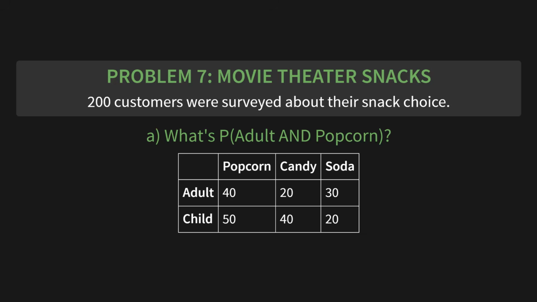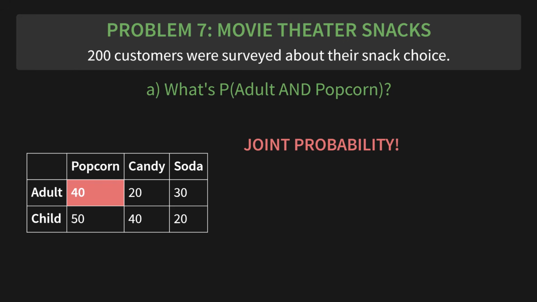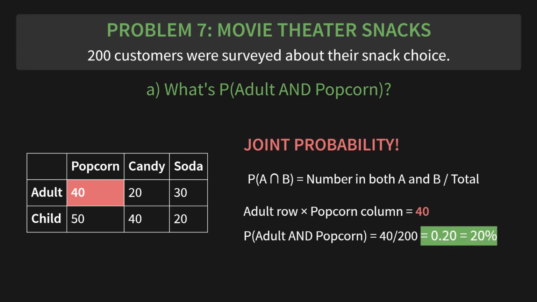First question, what's the probability someone is both an adult and bought popcorn? This is what we call joint probability. We want both things to be true at the same time. They're an adult, and they chose popcorn. Look where the adult row meets the popcorn column. 40 customers. Out of our 200 total, that gives us 20%. 1 in 5 customers are popcorn-loving adults.